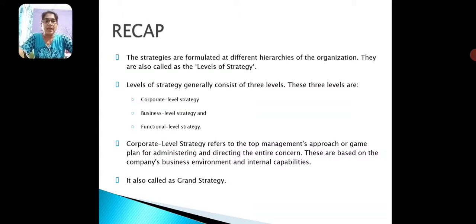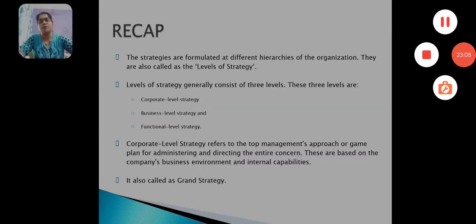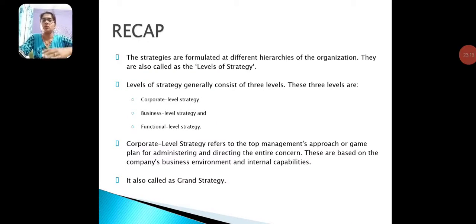Now to have a recap, the topic we discussed was the levels of strategies. Strategies are formulated at different hierarchical levels. We have three levels basically: corporate level, business level and functional level. The corporate level is at the top of the hierarchy; the strategies are formulated by top level management, and these strategies are applicable for the entire corporate, the entire business organization.